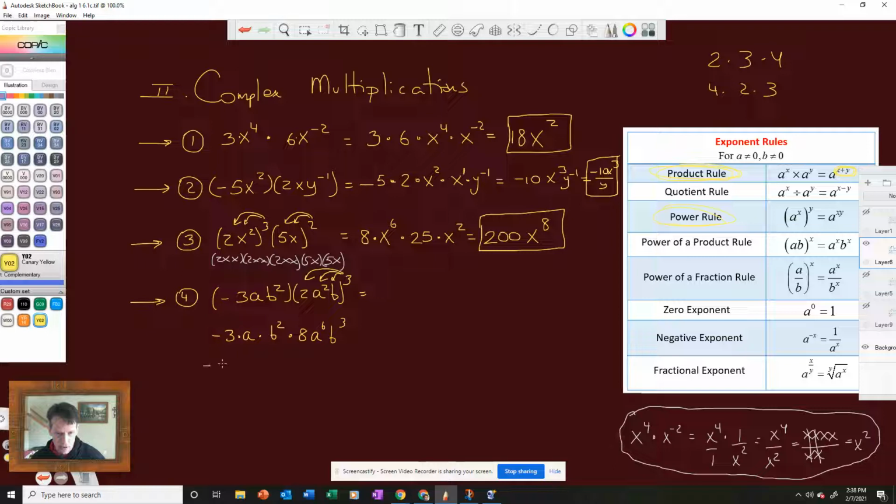So rearranging things, and you don't have to do this step, but you can. Just kind of rearrange the terms so you can put them close to each other and see them. So negative 3 times 8 is negative 24. A to the first times a to the 6 is a to the 7th. And those guys will give you b to the 5th. And so you're finally going to end up with negative 24, a to the 7th, b to the 5th. Okay? So make sure you took notes on these because you're going to have very similar questions in your assignment.